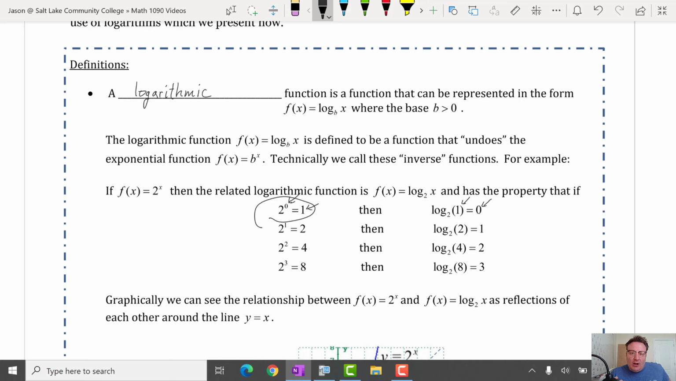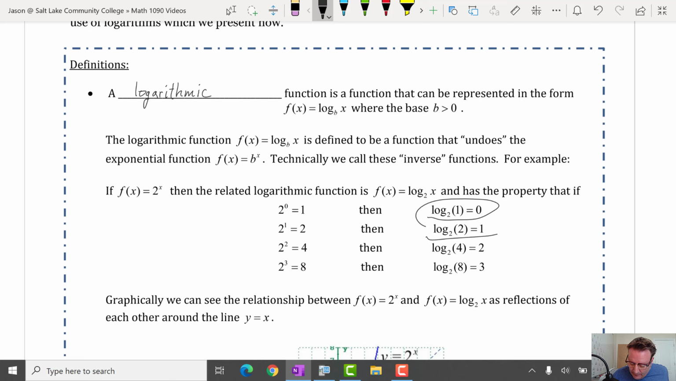Another way to understand logarithms: whenever you're confronted with an expression involving logarithms, you should change it into the corresponding exponential expression. When you see log base 2 of 1 is equal to 0, you should always think of it as representing an exponent. What power do I raise 2 to in order to get the value 1? And the answer is 0. 2 to the 0 power equals 1.